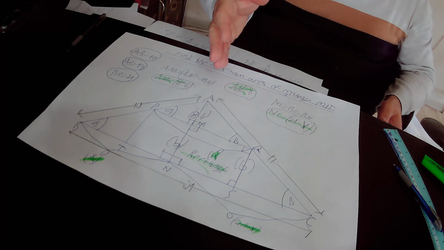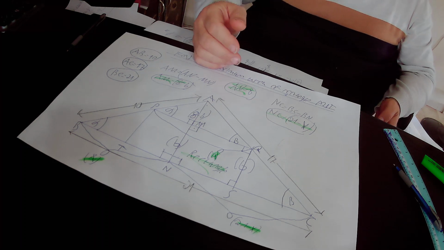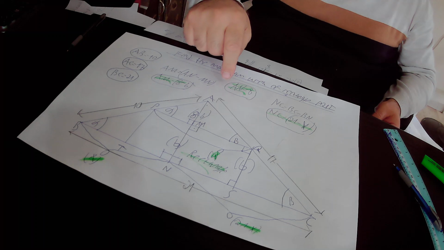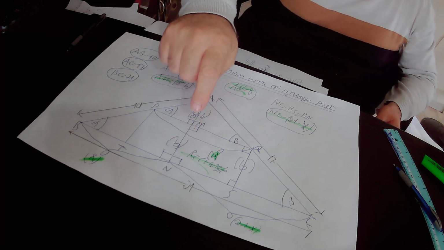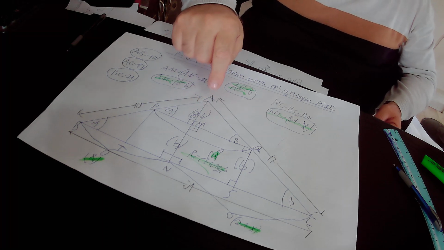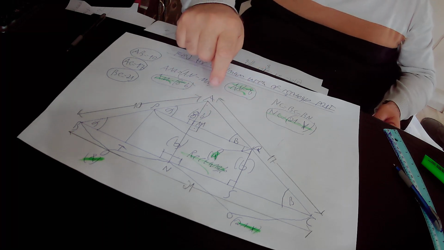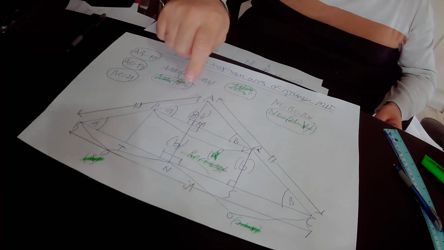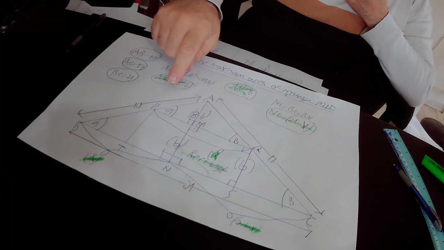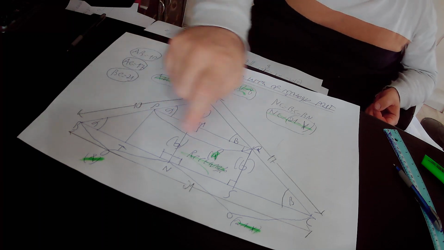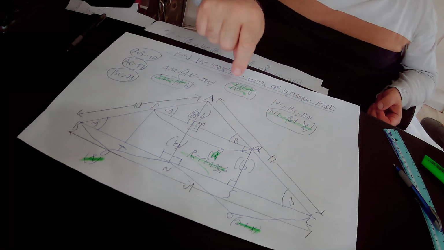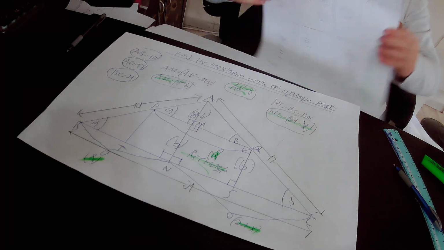In these two similar triangles ABC and APQ, the height AM in the small triangle APQ over the height AN in the big triangle ABC must be equal to the side PQ of the small triangle APQ over the side BC of the big triangle ABC. Repeat again.